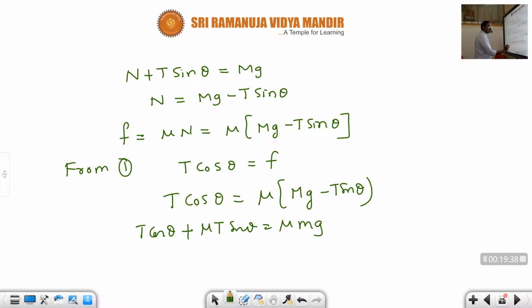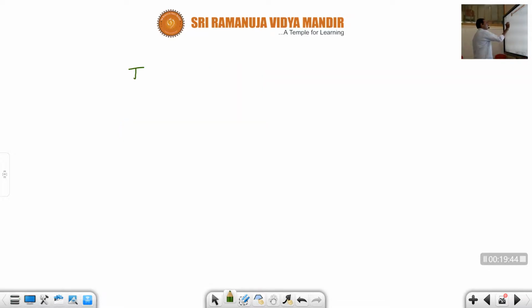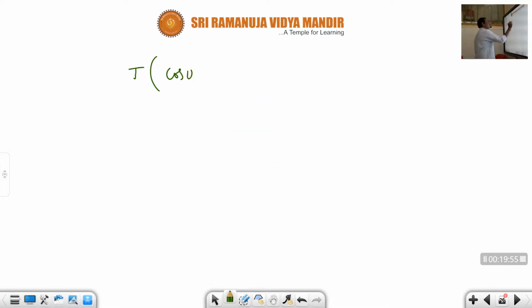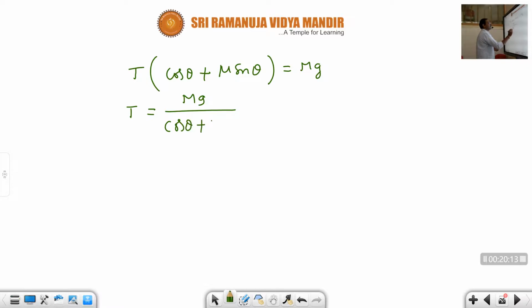Therefore, by taking T common, T of cos theta plus mu sin theta is equal to mu mg, so T of cos theta plus mu sin theta is equal to mg. Now we got the tension value. Then tension T is equal to mg by cos theta plus mu into sin theta.